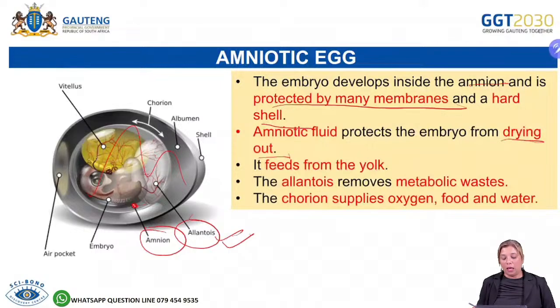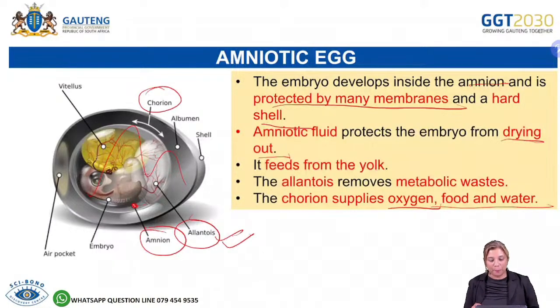Okay? The chorion supplies, very, very important, the chorion. It supplies oxygen, food, and water. Do you see how important the chorion is? Okay? So those are the components of an amniotic egg and how it helps the embryo to survive.